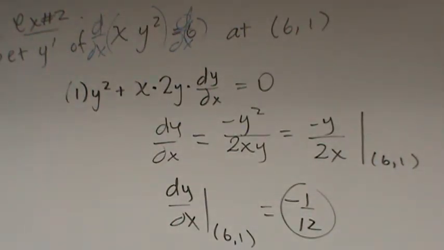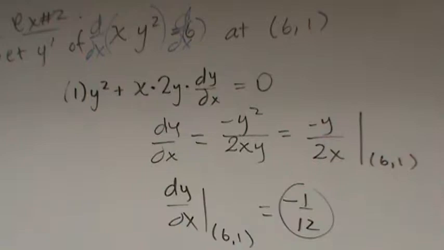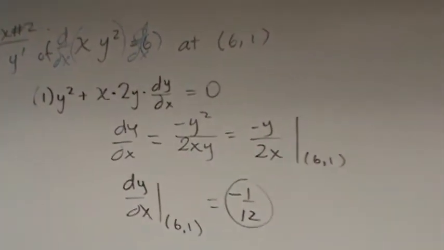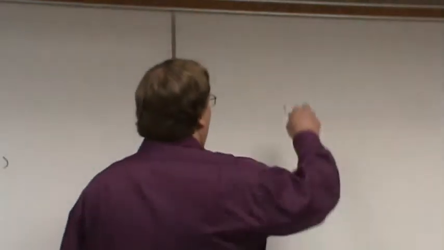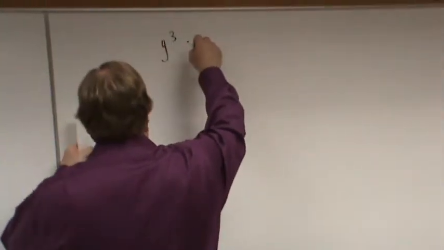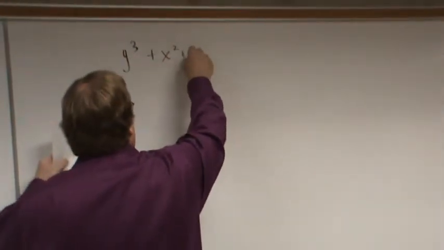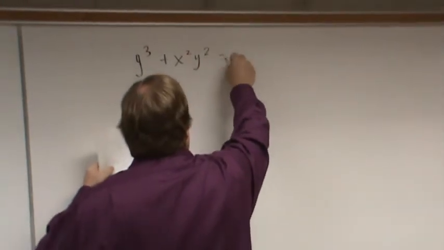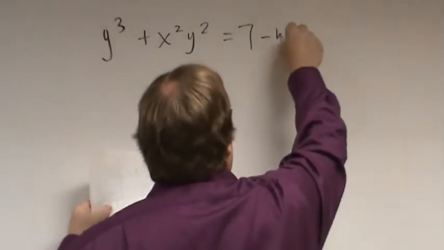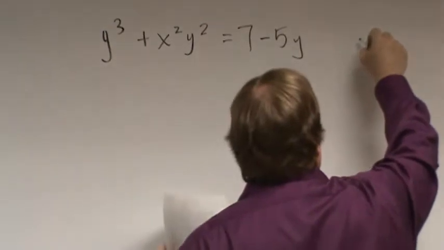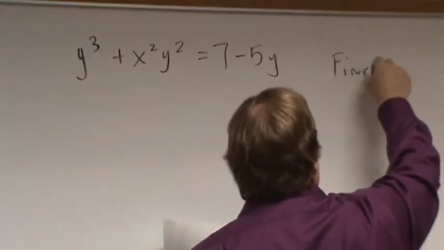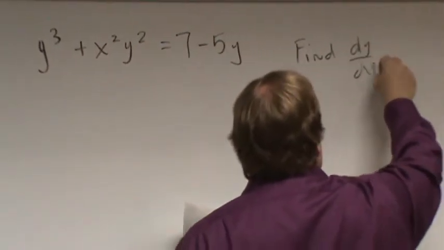Okay, so here comes the next one. You guys ready? I'm going to give you one where you don't get to plug in. Now I have to foil Lauren's shortcut here. So here, you guys, give this a try. y to the third plus x squared y squared equals 7 minus 5y. Find dy dx.